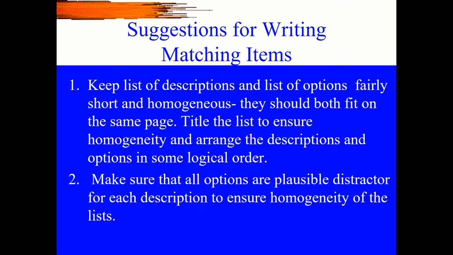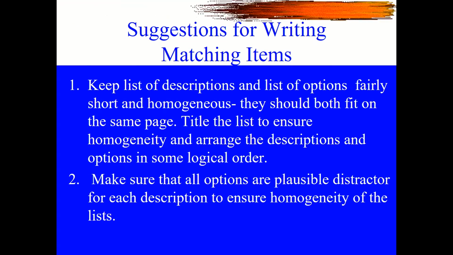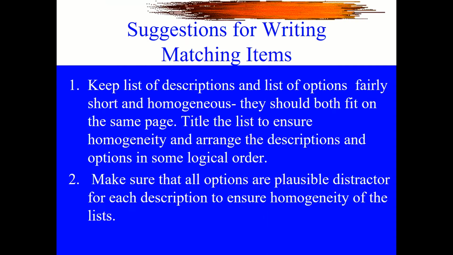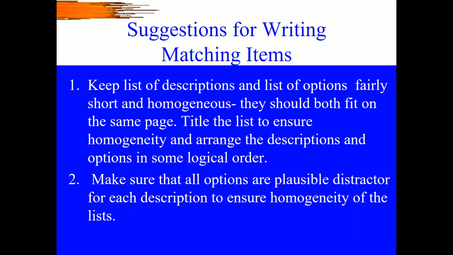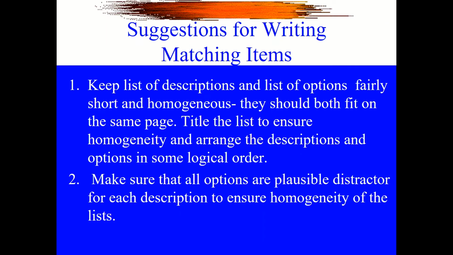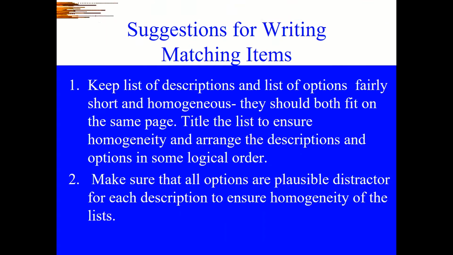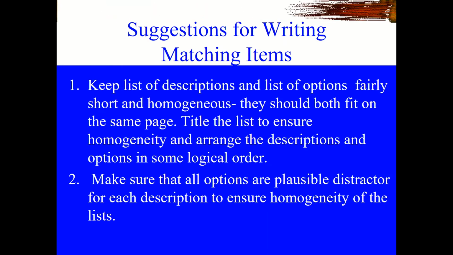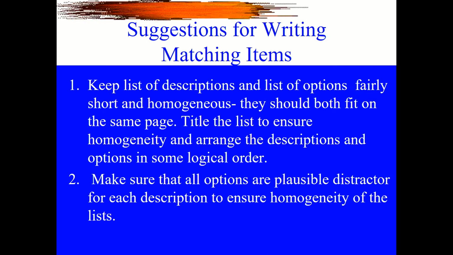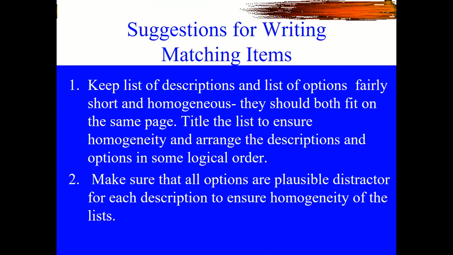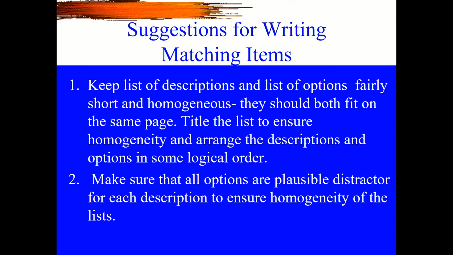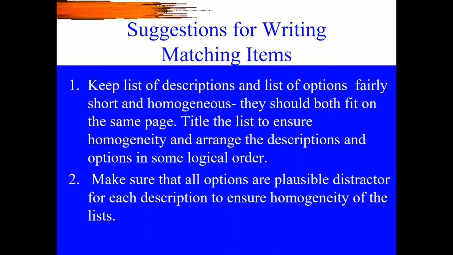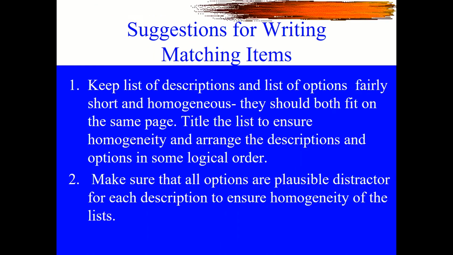So here are the suggestions for matching type. Make the descriptions and list of options fairly short and homogeneous. Homogeneous means they must be of the same type. Give a title to the list to ensure homogeneity, and arrange descriptions and options in logical order. Make sure all options are plausible distractors for each description to ensure homogeneity of the list.